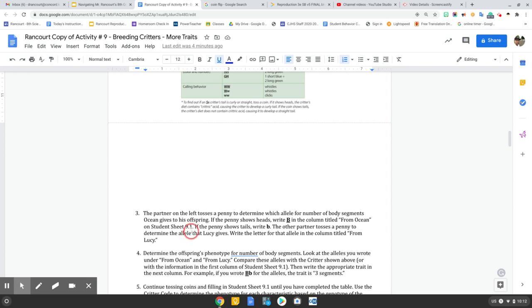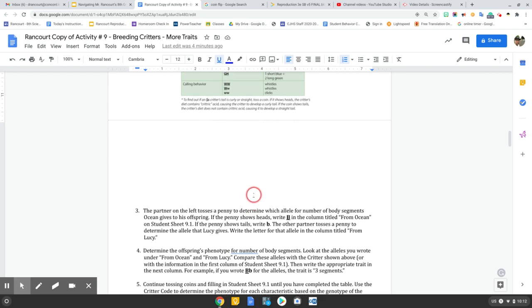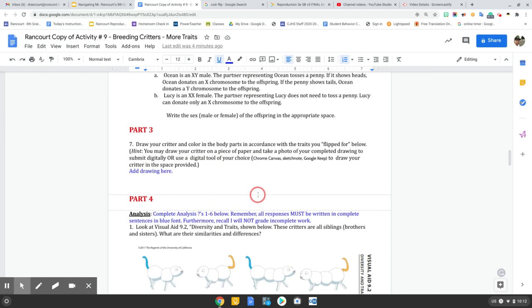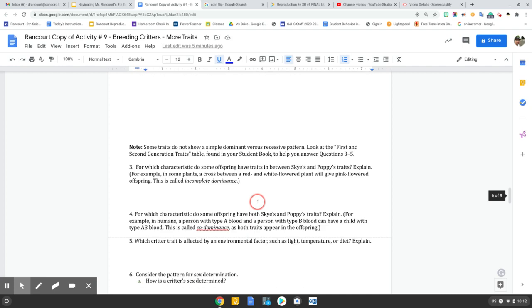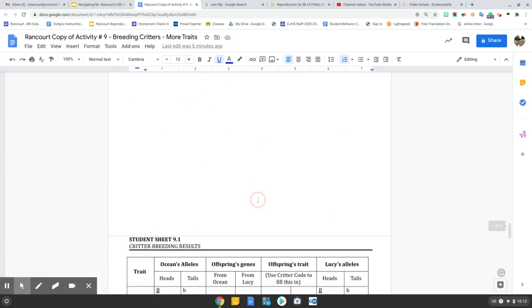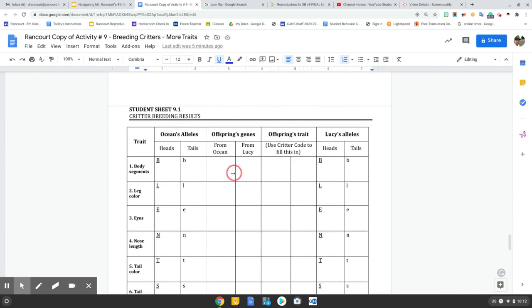Let's get started. It says determine the offspring's phenotype. Oh, we're going to pause on that one. I'll talk about that in just a second. What you're going to do is scroll down to the bottom of the page. Keep going, keep going. And this is what we're going to fill in.